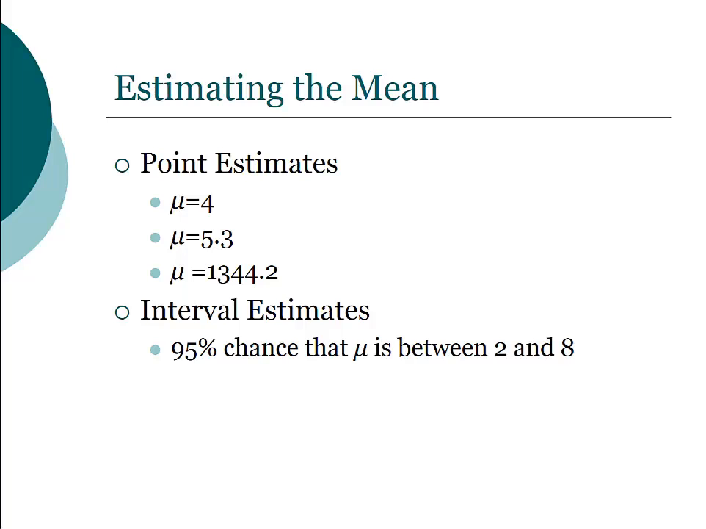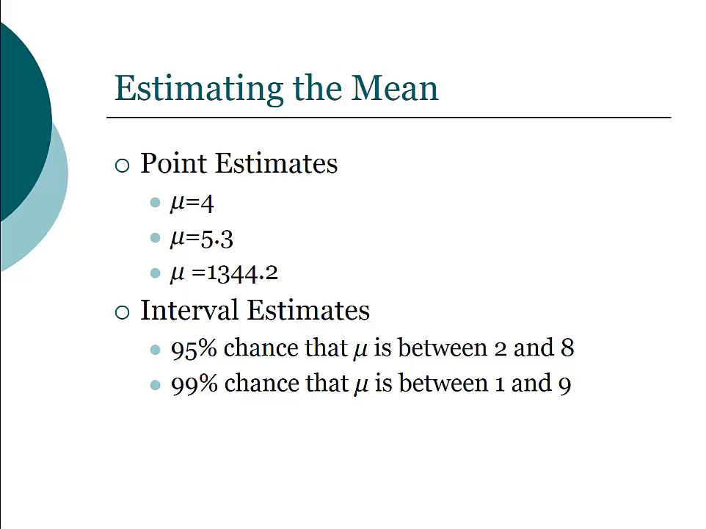A confidence interval is when we also estimate the probability that our guess is true. So there's a 95% chance that the mean is between 2 and 8, or there's a 99% chance that the mean is between 1 and 9.